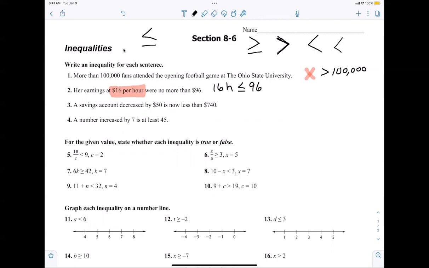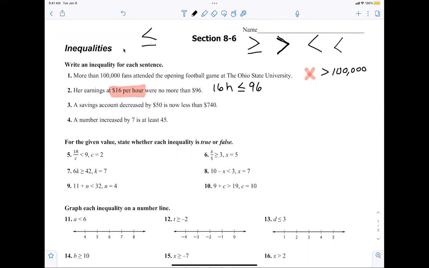This is not math related. Does everybody understand what I'm saying? I'm not asking you to do any math. I'm simply saying this is a translation. When somebody says no more than, it just means less than or equal to. If you don't know that, you can't do the math.